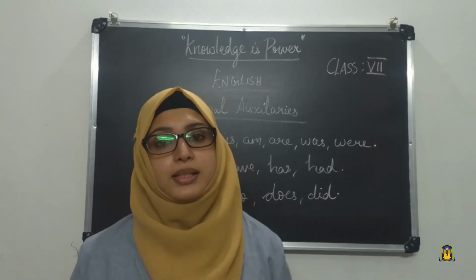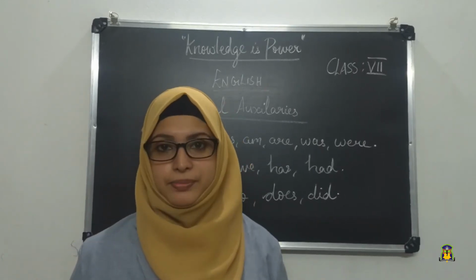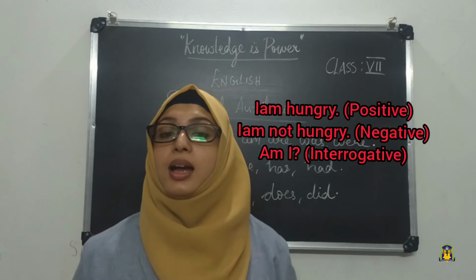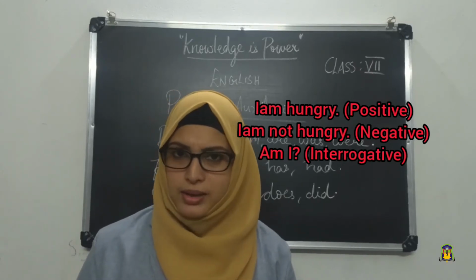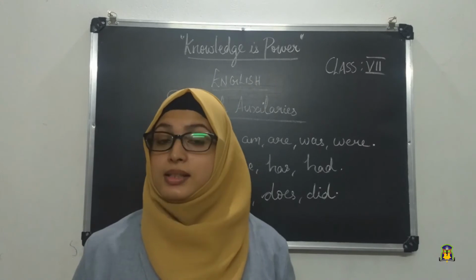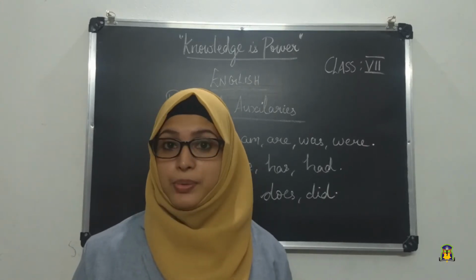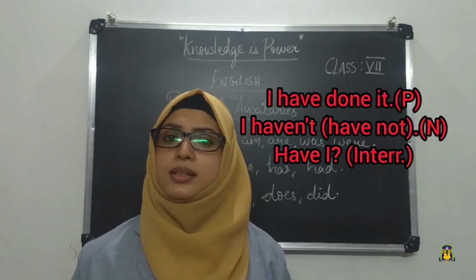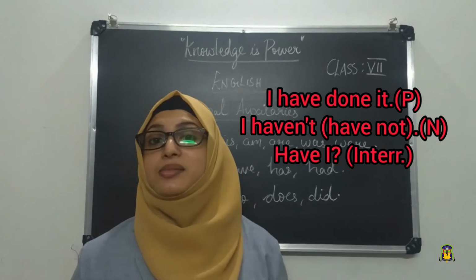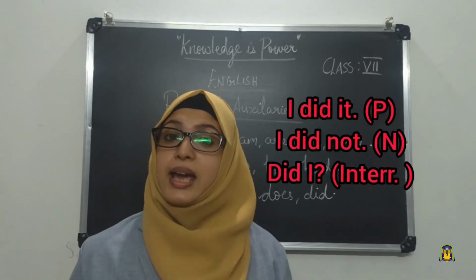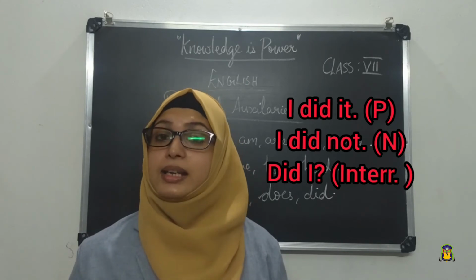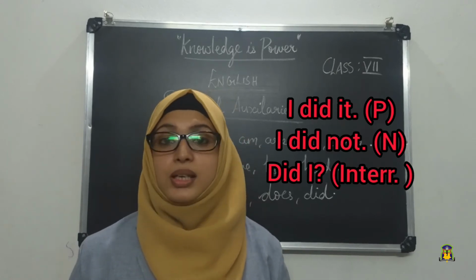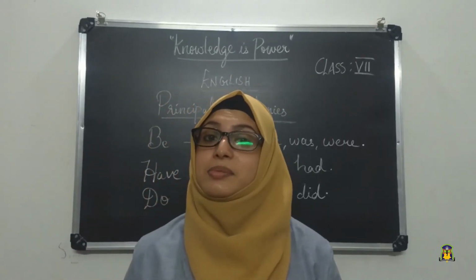How will we use it? For example, if I take am, "I am hungry." The negative form is "I am not hungry." And the interrogative form is "Am I?" It's a question coming. The same case we can take with have. "I have done it." Negative form is "I haven't" and interrogative is "Have I?" Same with do. "I did it." The negative form is "I did not" and the interrogative form is "Did I?" So these can also be used in constructing sentences.